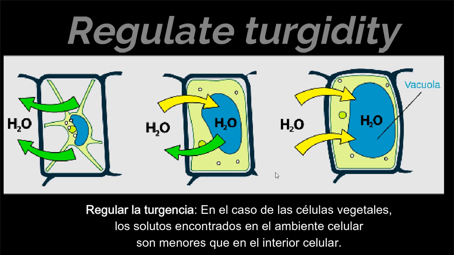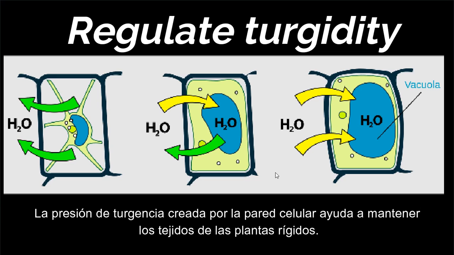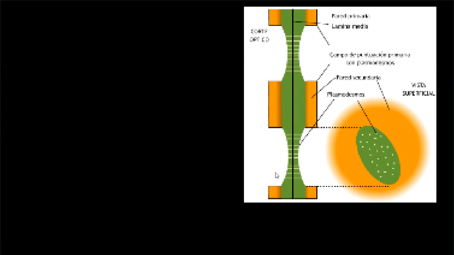one of the functions is to regulate turgidity. In the case of plant cells, the solutes found in the cellular environment are less than in the cellular interior. However, the cell doesn't explode because the cell wall pushes back. This phenomenon causes the appearance of mechanical pressure, or cell turgidity. The turgid pressure created by the cell wall helps keep plant tissues rigid.